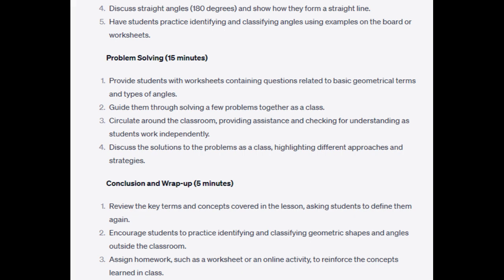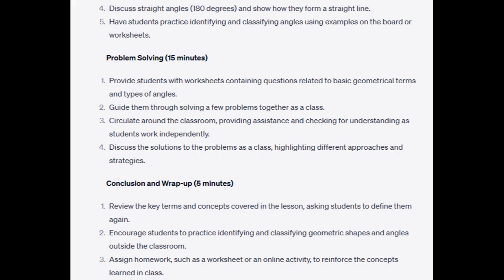Problem solving, 15 minutes. Provide students with worksheets containing questions related to basic geometrical terms and types of angles. Guide them through solving a few problems together as a class. Circulate around the classroom, providing assistance and checking for understanding as students work independently. Discuss the solutions to the problems as a class, highlighting different approaches and strategies.